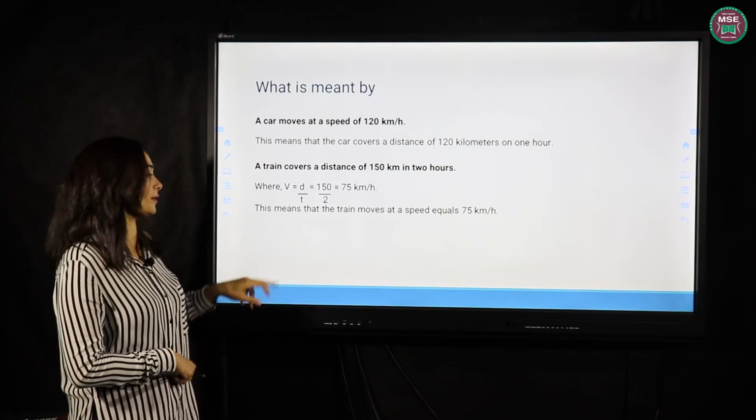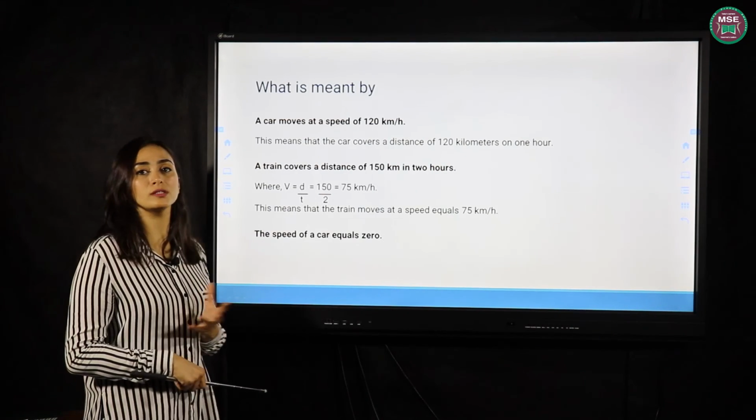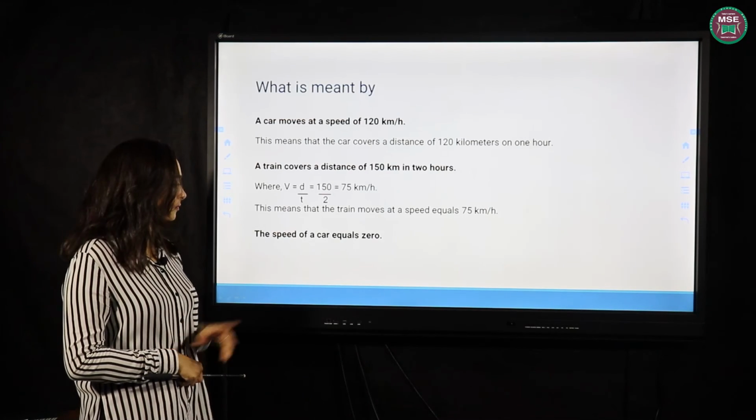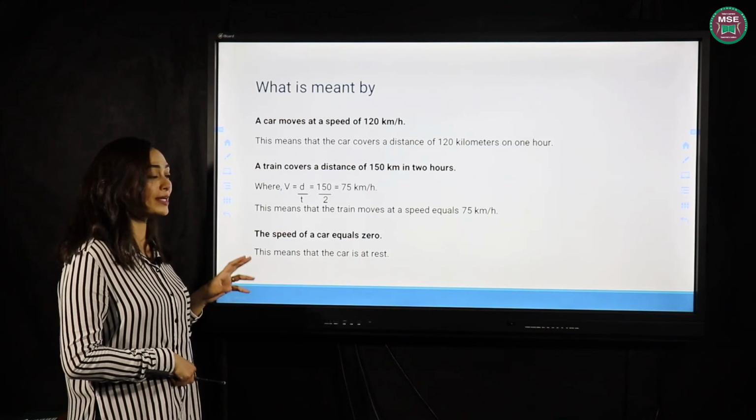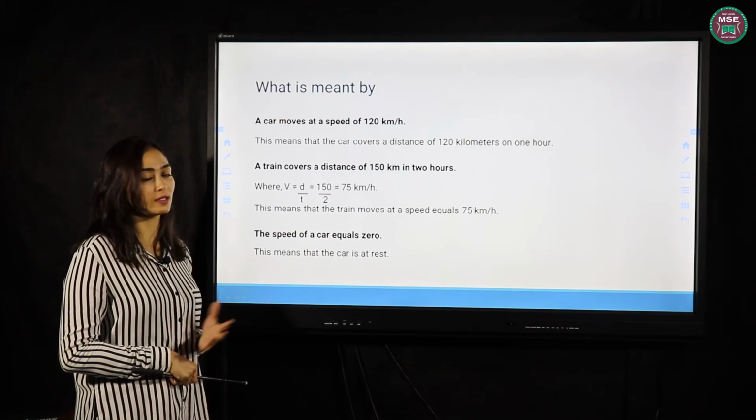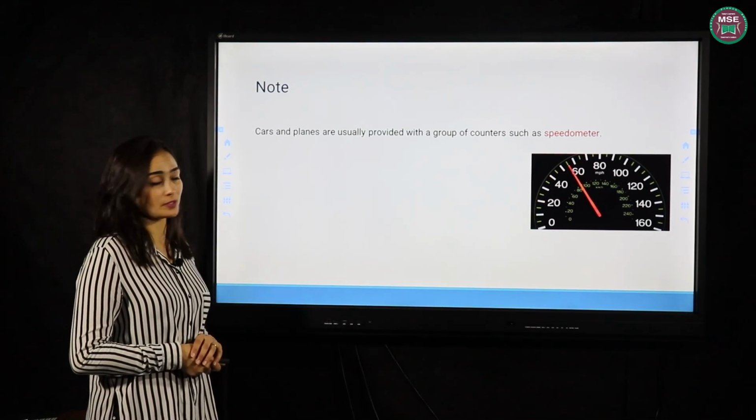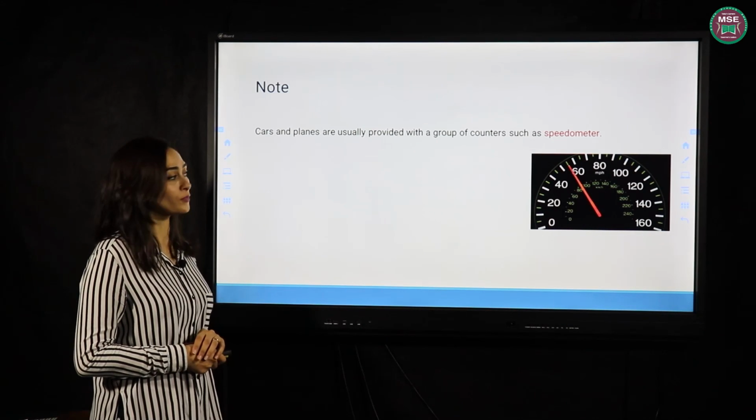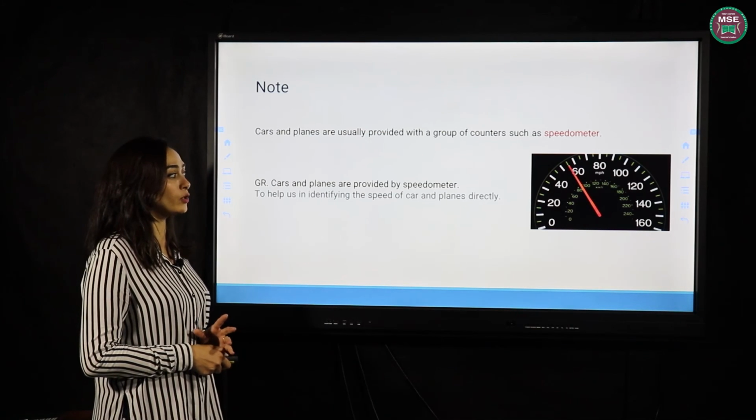Okay, what's meant by the speed of the car equals 0? What does it mean? We have no speed. The speed of the car equals 0, it means that the car is at rest and doesn't move. We have a tool called a speedometer. Cars and airplanes are provided with a speedometer to calculate the speed directly for a car or any plane.